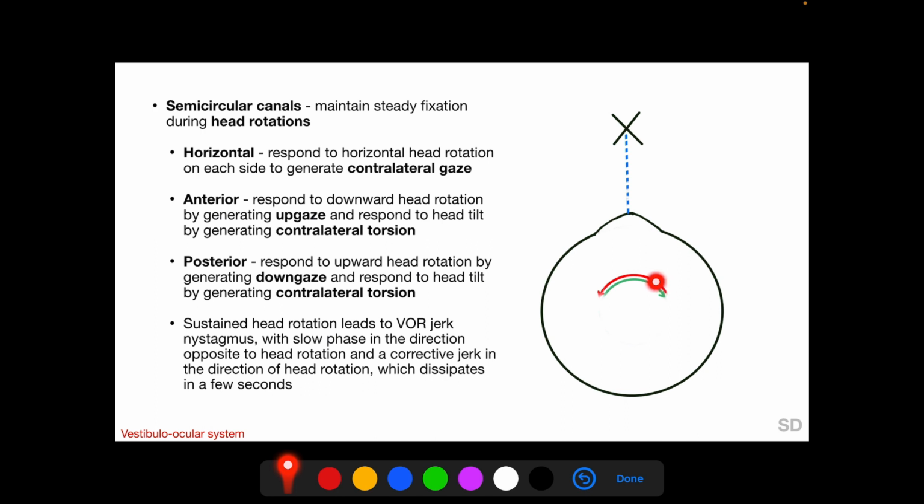So when the head rotates in their respective plane, the eyes are rotated in the opposite direction so that a steady fixation on a stationary target is maintained. The horizontal semicircular canal responds to head rotation in the horizontal plane, and they each generate contralateral gaze. So the right horizontal semicircular canal is responsible for generating leftward gaze upon right horizontal head rotation, and the left horizontal semicircular canal is responsible for generating rightward gaze upon left horizontal head rotation.